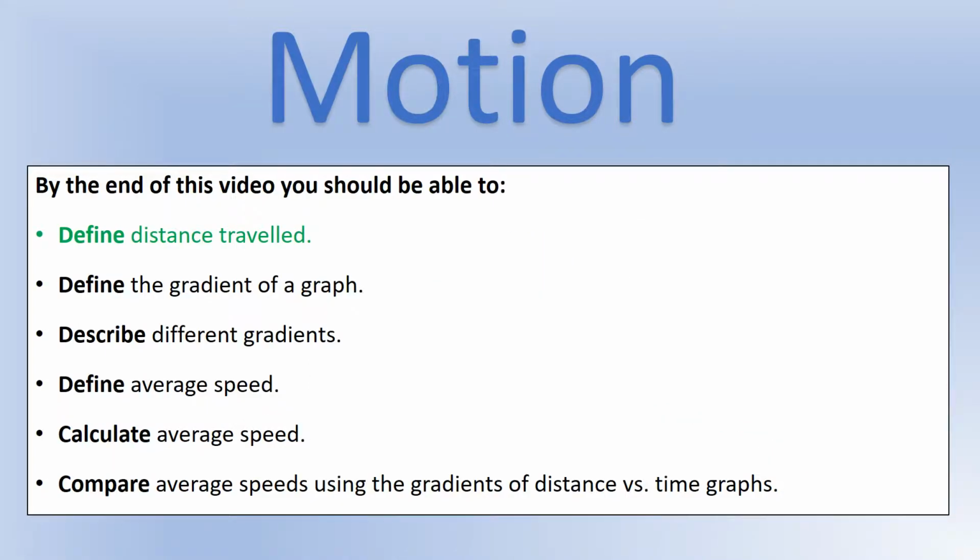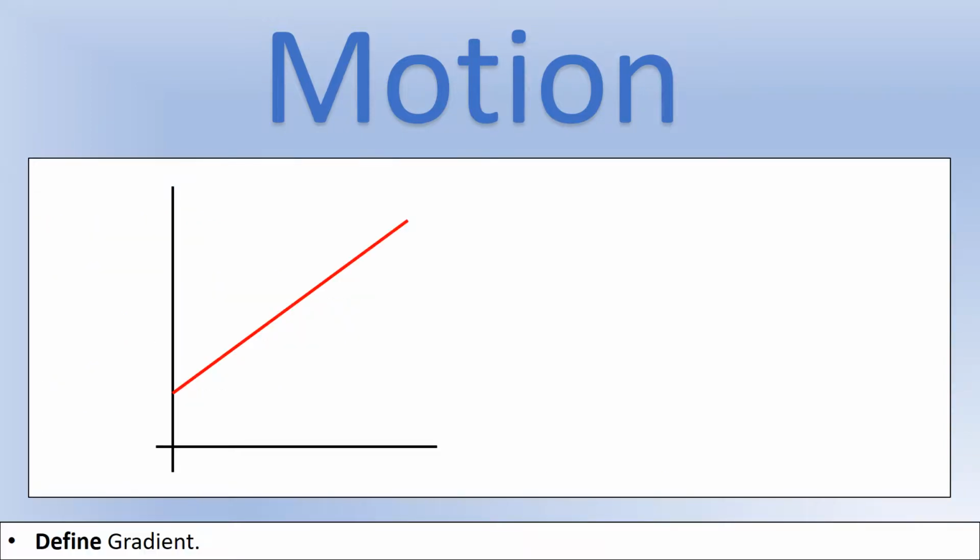Okay, so that's distance. Now let's define what I mean by a gradient of a graph. So I've just drawn a random straight line graph on here. What I'm going to do is pick 2 points on this graph. So I've just called them x1, y1 and x2, y2. You can call them whatever you like.